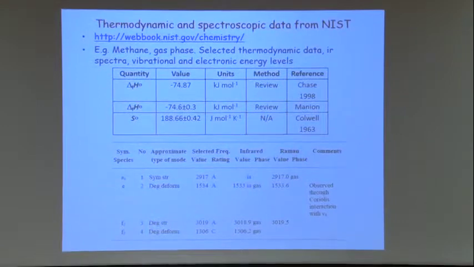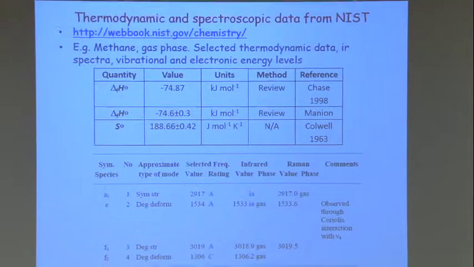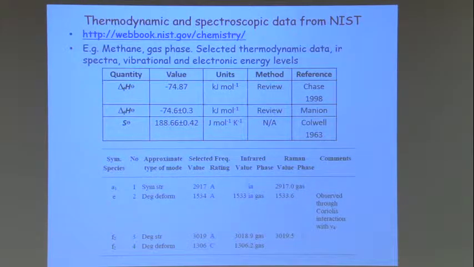OK, where do we get these data from? So here's, I don't know, does anybody use the NIST webbook? Yeah, OK. So the NIST webbook is a good source of data. So this is for methane. So this is the enthalpy of formation of methane at two different determinations, and also the vibrational frequencies for it. Let's have a quick look at it.